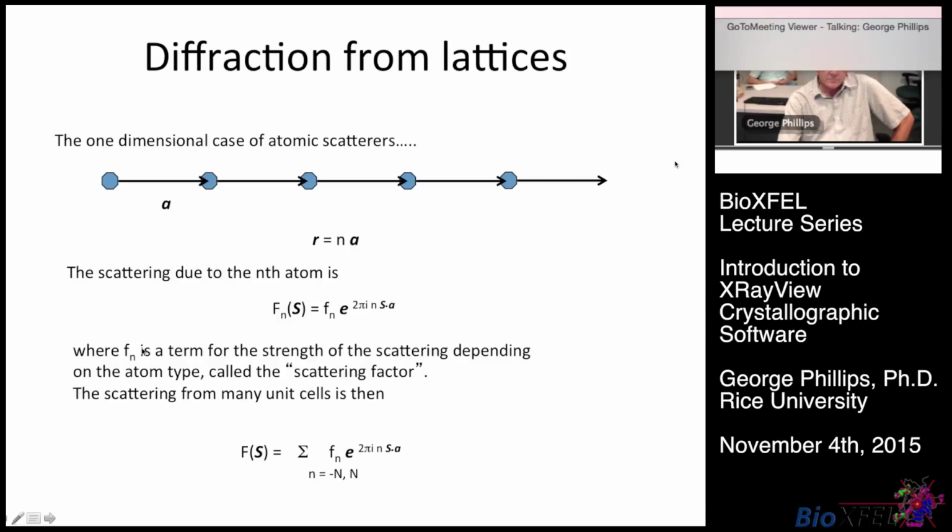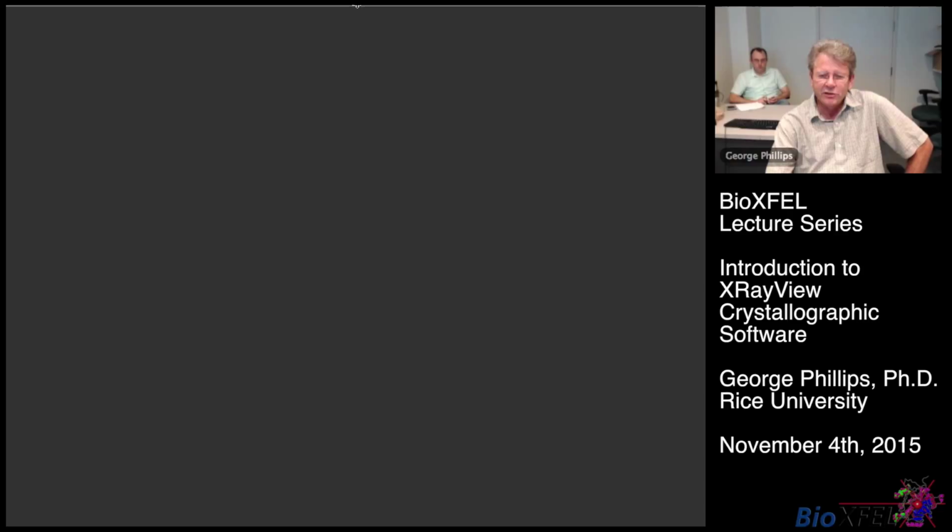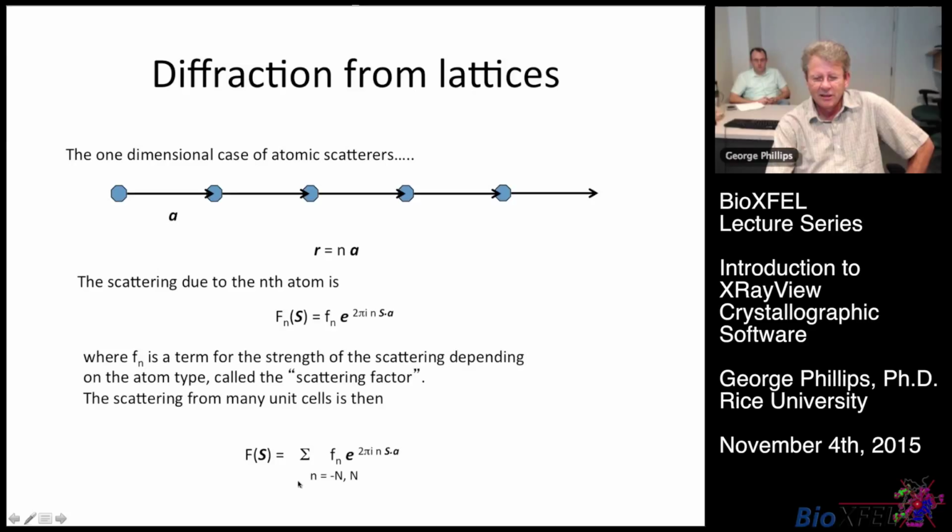Okay, so where F sub n here is, for our purposes, a scalar term, which is the strength of the scattering, right? This is called the scattering factor, which is sometimes confused with the structure factor, which is this complex number. But try to keep them straight. The scattering factor is the strength of the scattering, which is a scalar term as long as you don't have so-called anomalous scattering. So then the scattering from many unit cells, which is just the sum of the contributions of the scattered waves from each of the individual ones, is just this summation where n varies from minus N to N. That would be the total length of your lattice. And so you'd have 2N plus 1 terms contributing to the total structure factor.